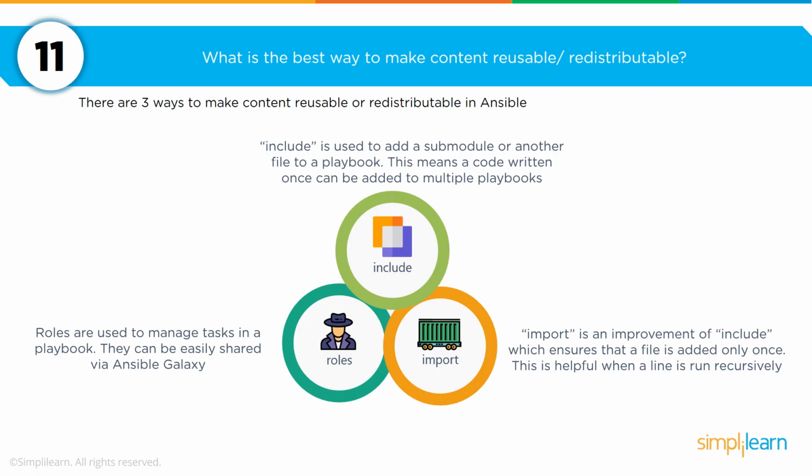So what is the best way to make content reusable and redistributable with Ansible? And there's really essentially three. The first is to include a submodule or another file in your playbook. The second is to import, an improvement of an include, which ensures that a file is added only once. And then the third is roles to manage the tasks within the playbook.